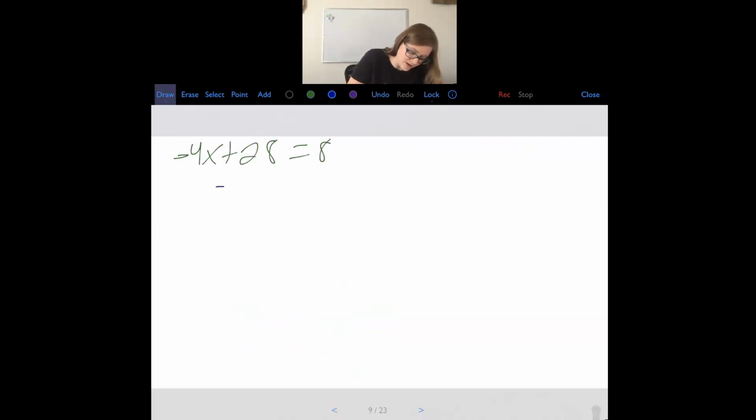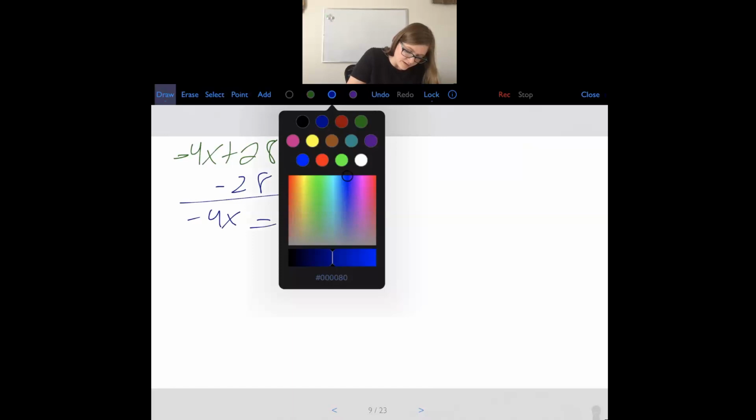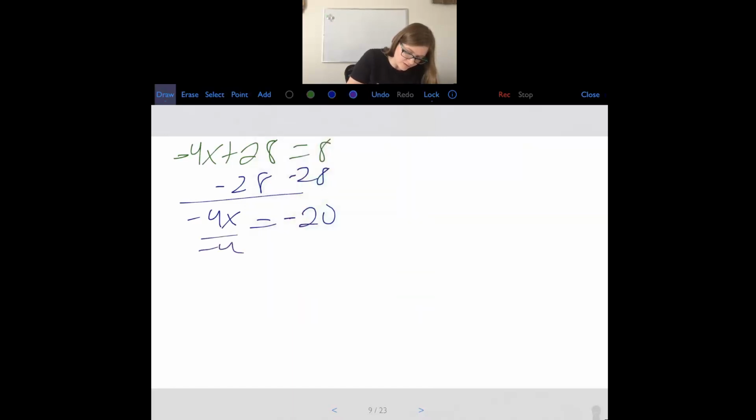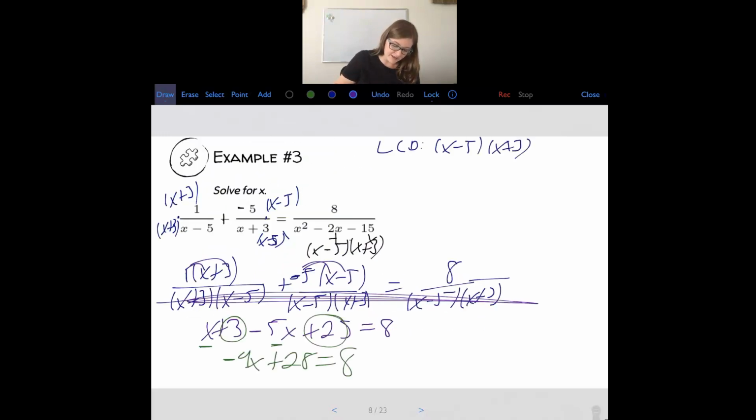Okay, so I'm going to subtract 28 from both sides to get negative 4x is equal to negative 20. Divide both sides by negative 4 to get x is equal to 5. And remember, I didn't do a good job on the last problem. We want to make sure that this won't make any of our denominators 0. If we go back, it does.